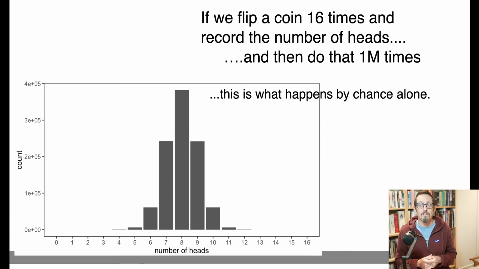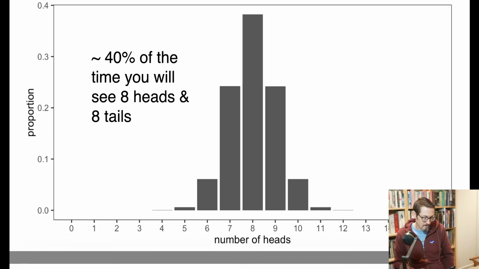Right? So this is a distribution of such a thing, right? We can see here that 8 is the most common number, and it falls off with the expected bell-shaped curve, right? It's relatively likely to get a 7 or a 9 head situation because coin flips are random, but we're very unlikely to get a 12. 12 flips landing heads out of 16 times would be a relatively rare event. Okay, so 40% of the time, we're going to see 8 heads and 8 tails, just like we said.